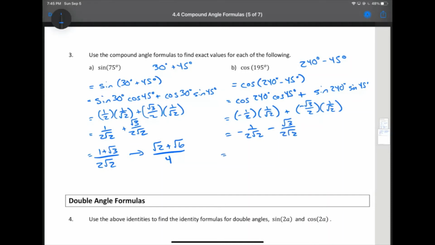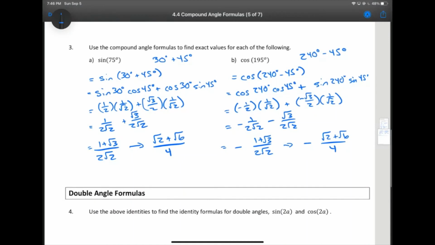And if we factor out a negative there, it's going to be 1 plus root 3 over 2 root 2, which actually looks just like the one that we just did in part A, except for the negative sign in front. And we could rationalize it the same way. Okay, so that's all there is to using the sum and difference formulas for trig functions, for trig ratios, I should say.